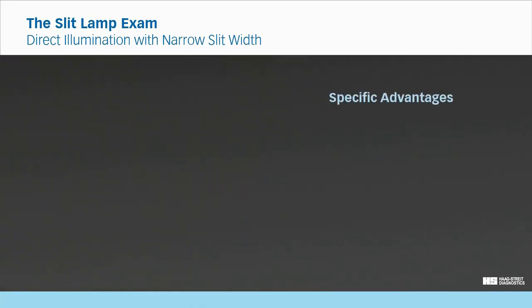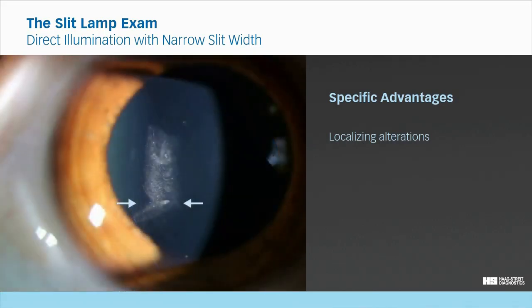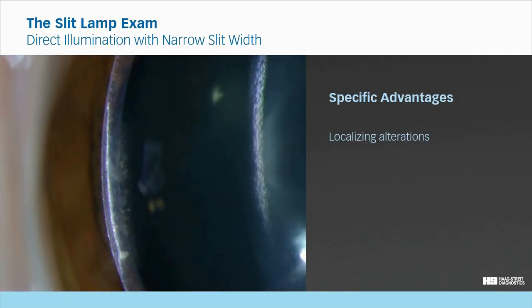Specific advantages. The main advantage of the optical section is that it enables the localization of alterations which show increased light scattering in semi-transparent tissues. This opacity would appear in its lateral extent when viewed with a broad illumination. However, its depth appears only when narrowing the beam to a fine slit. In this case, the finding is located approximately in the anterior third of the stroma.